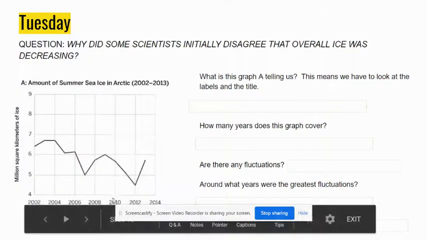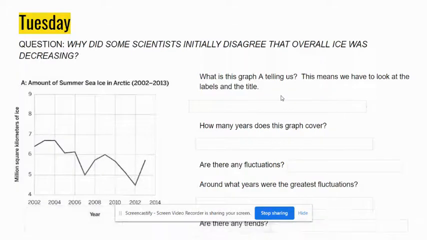The x-axis is years, the y-axis is million square kilometers of ice. And looking at this graph, we see some fluctuations, goes up, goes down, goes up, goes down. The trend here looks as if it's a, what do you think? So we have some questions to answer here. What is this graph A telling us? This means we have to look at the labels and the title.